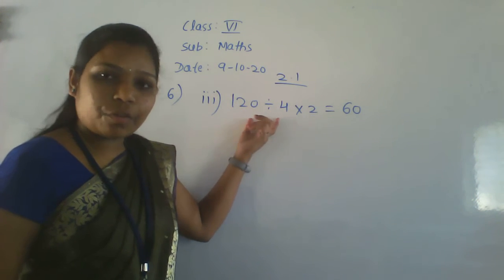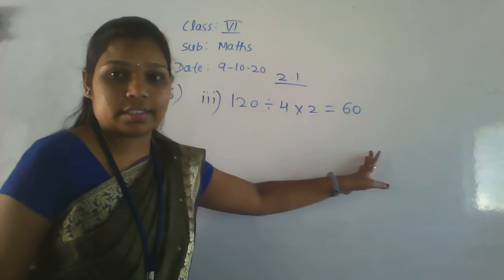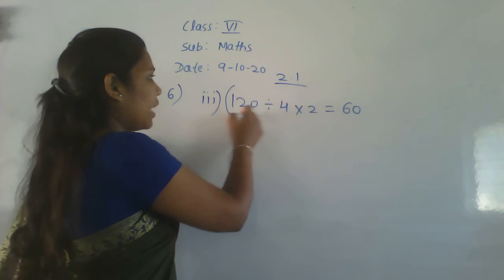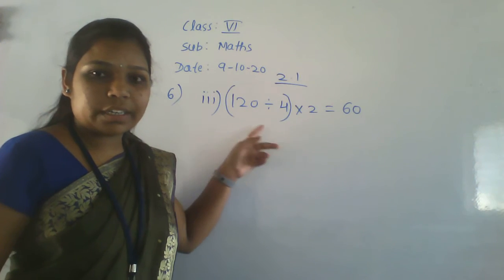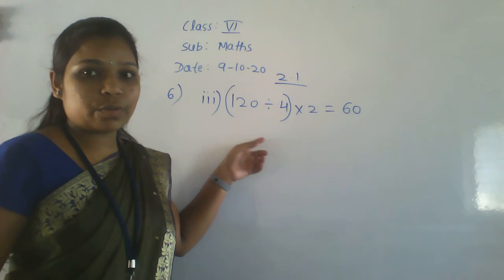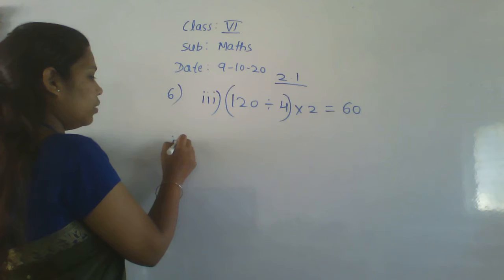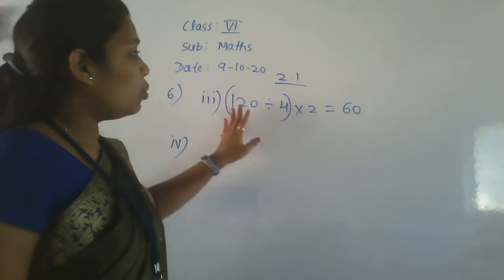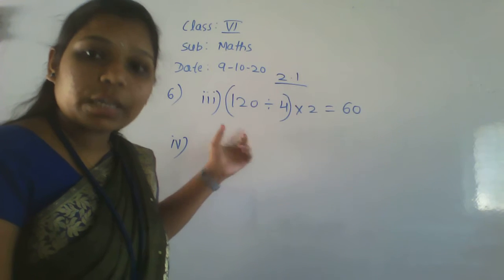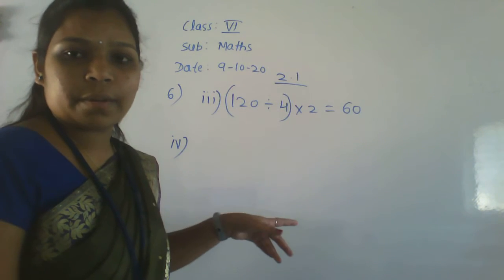So first divide these values. 120 divided by 4, what is the quotient? 30. 30 into 2 is 60, right? So you have to put a bracket for this 120 divided by 4. Getting? Next, fourth one. Don't do the solution here. Only put a bracket. Insert the bracket means you have to put the brackets.